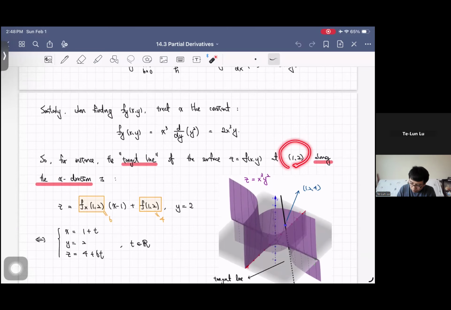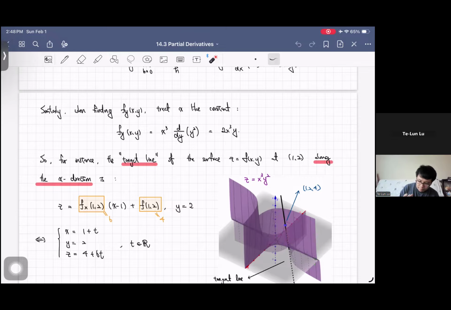Let us investigate a particular point at (1, 2). So on the surface, the point is (1, 2, 4), where 4 is the function value for f of (1, 2). So we have a point, right? Now we need the directional vector. As mentioned in the video in 12.5, we need a point and a directional vector to find out either the parameterized version or a symmetric equation for the line. How do we figure out the directional vector now?